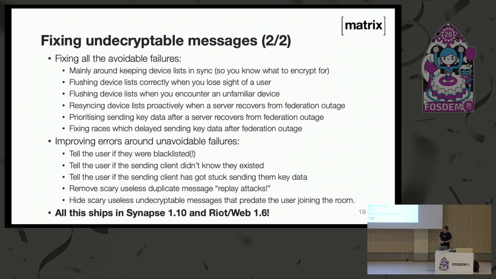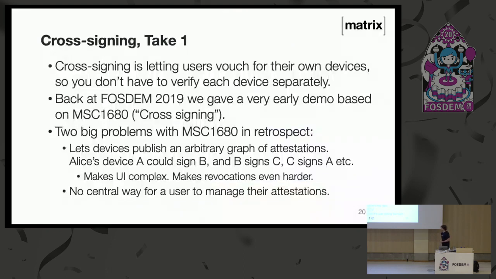Also, telling the user various different paths, basically. If the sender didn't know the client existed, then we tell the receiver that was what happened. If the OM session has got wedged because of weird corruption, we tell them. We're getting rid of the useless, scary replay attack, duplicate message things, which just meant it was a duplicate message. And also hiding the useless, unencryptable messages that predate you joining the room. All of that good stuff should ship in Riot Web 1.6, which happens again in the next week or so.